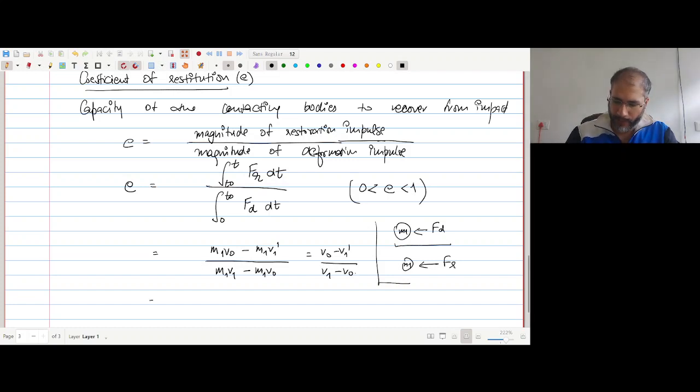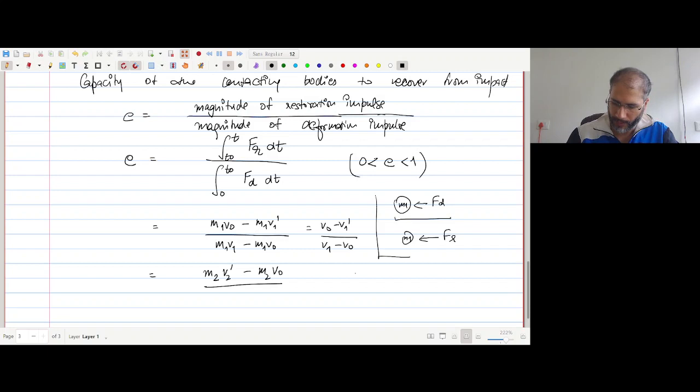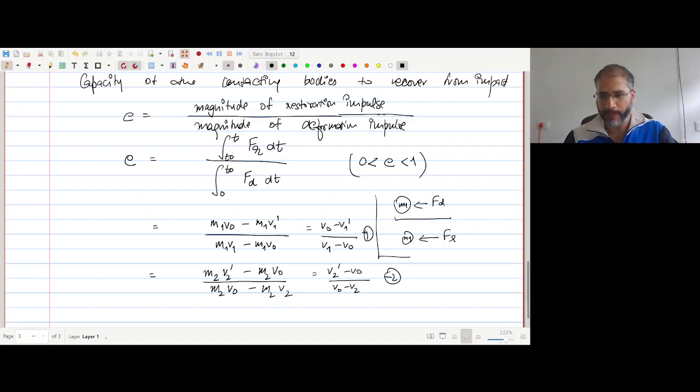Right? And similarly, we can also write this for the second object, because the second object is also going through the same deformation and restoration forces. So the restoration impulse becomes m2 v2 prime minus m2 v naught, divided by m2 v naught minus m2 v2. So we'll call this 1 and we'll call this 2.